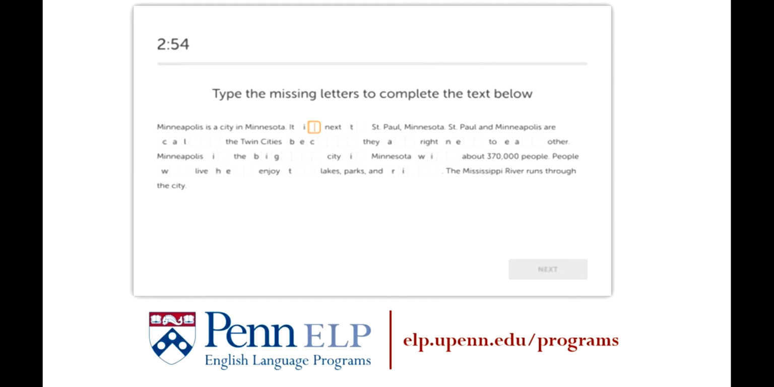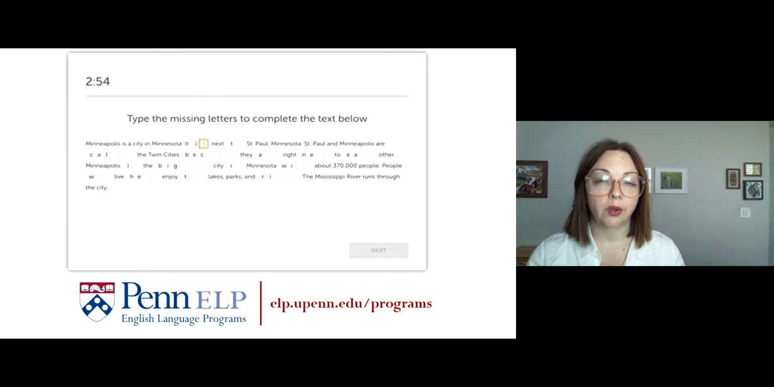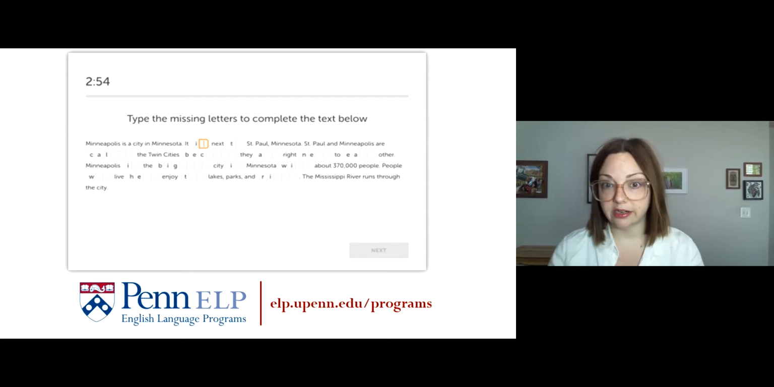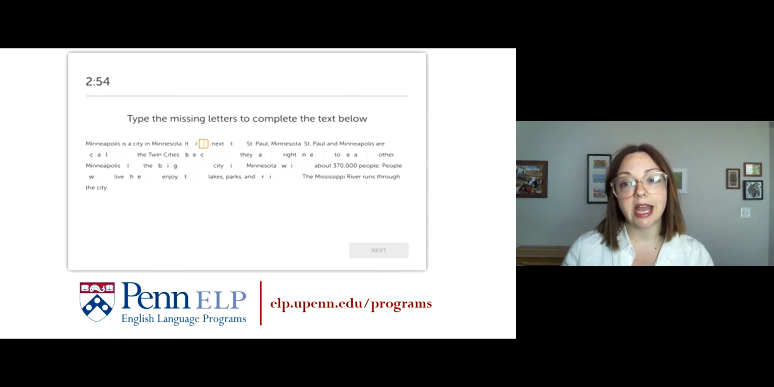Let's continue reading. Second sentence, it blank, next blank, St. Paul, Minnesota. Okay, in this sentence, we need to figure out both blanks, but we have some clues. We can see that both words are only 2 letters in length, and the test actually provides the first letter in both cases. The sentence starts with it, which, because we read the first sentence, we know it means Minneapolis.